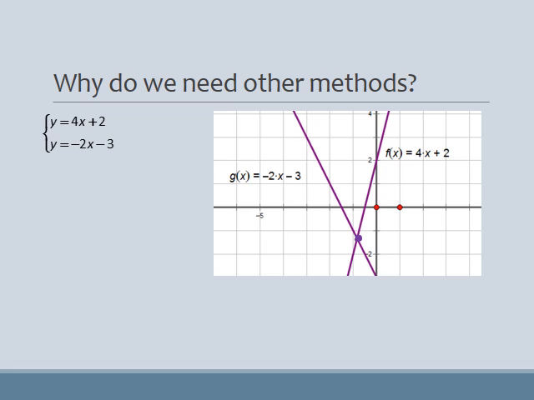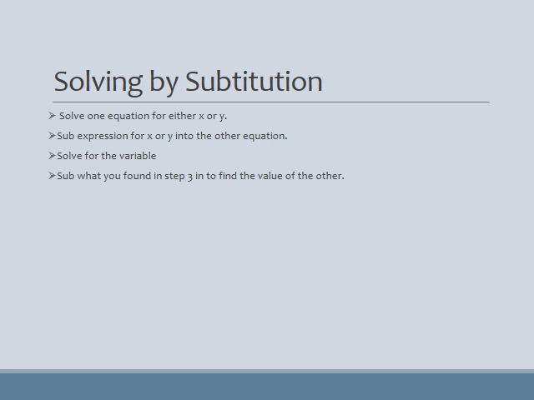It's somewhere between negative 9/10 maybe for x, and y is maybe negative 1 1/3. But it's really hard to tell because it's not on the lattice point. And a lot of the things in the real world are not on the lattice point. So it's really important that we know how to use other methods to solve. So we're going to learn to solve it by substitution.